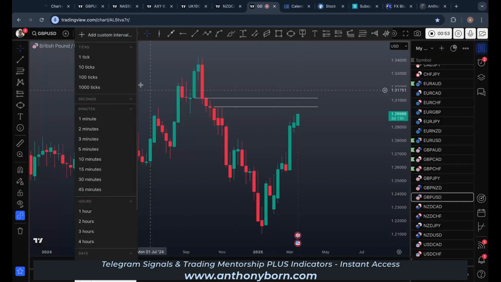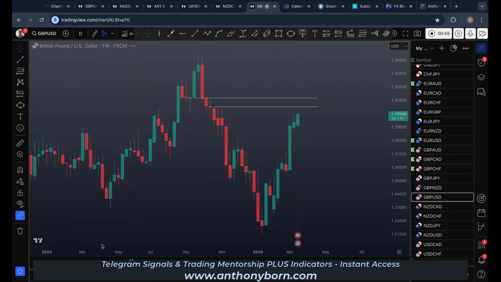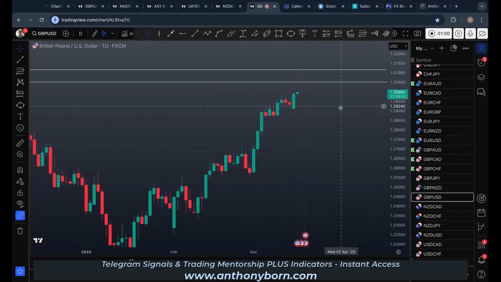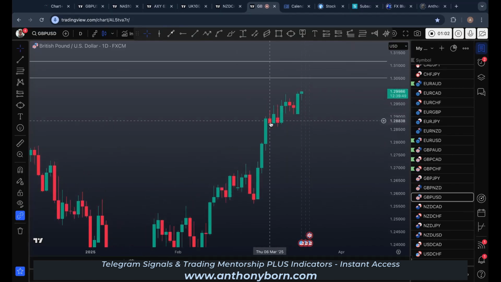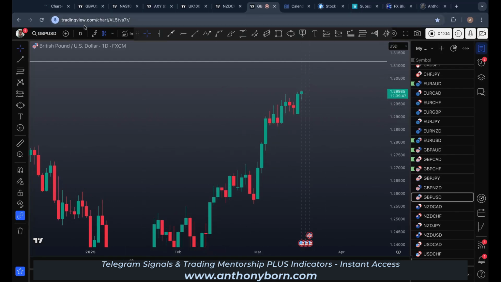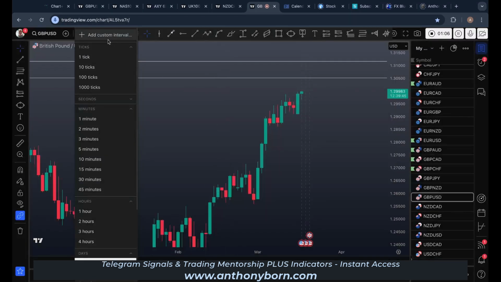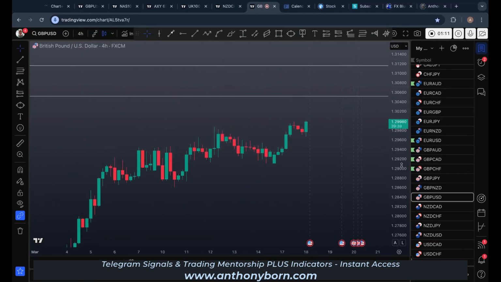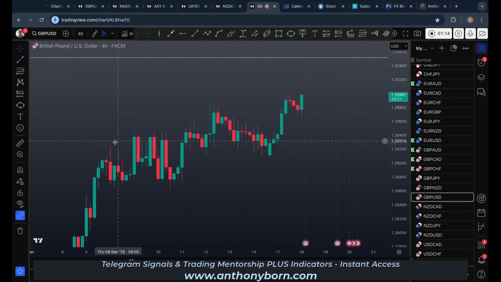But closer to our current, I'm just looking for a day trade opportunity. It's been rallying really nicely. Okay, we've got these higher highs, higher lows. So let's just have a look at it on the 4-hour. 4H. Yeah, I'm looking for continuation, higher highs, higher lows.